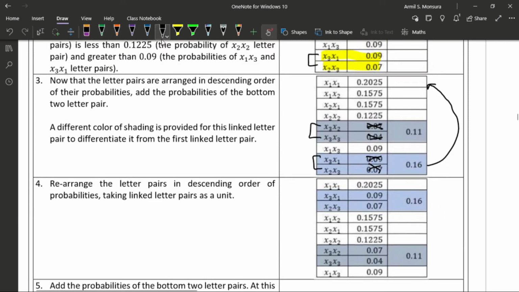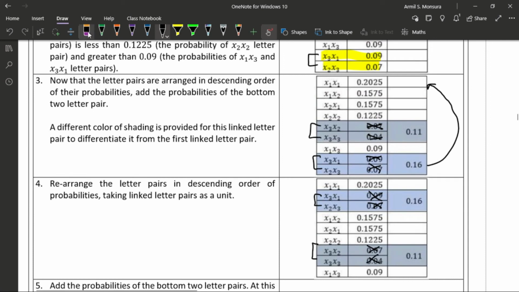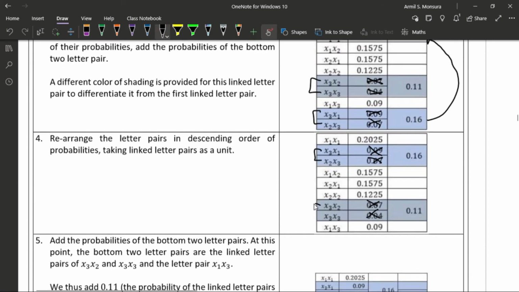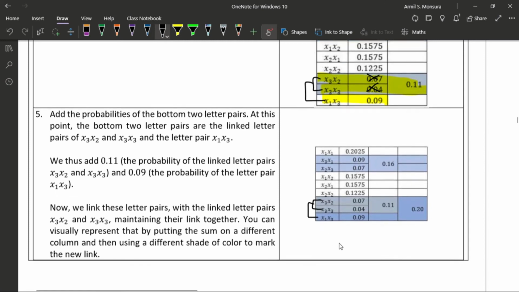Again, we don't need to look at these. Now we combine again the letters having the two lowest probabilities, which in this case are these two: the 0.09 and the combination of these two, which is 0.11. So when we combine them, this was the first one we originally combined, and then we combine it again with another letter. All in all, this 0.11 adds to 0.09, which becomes 0.2.